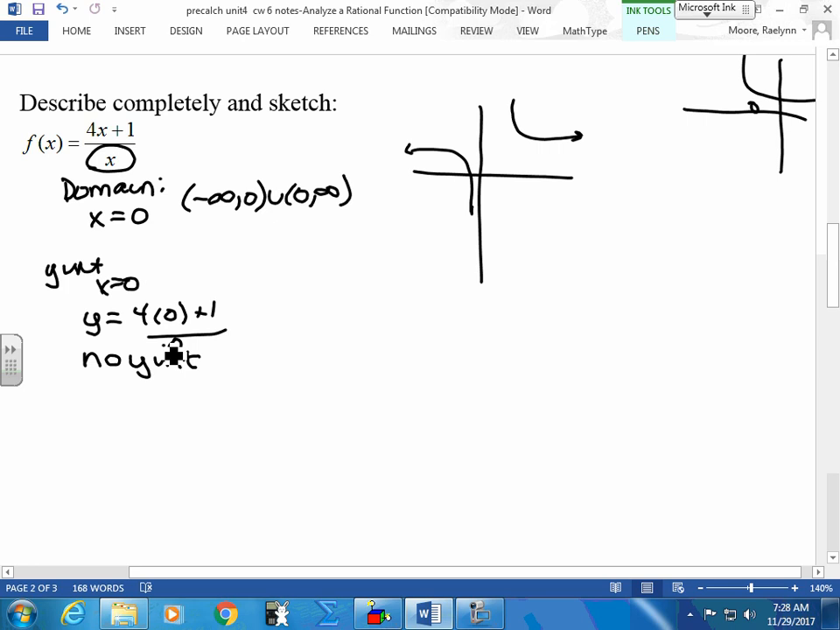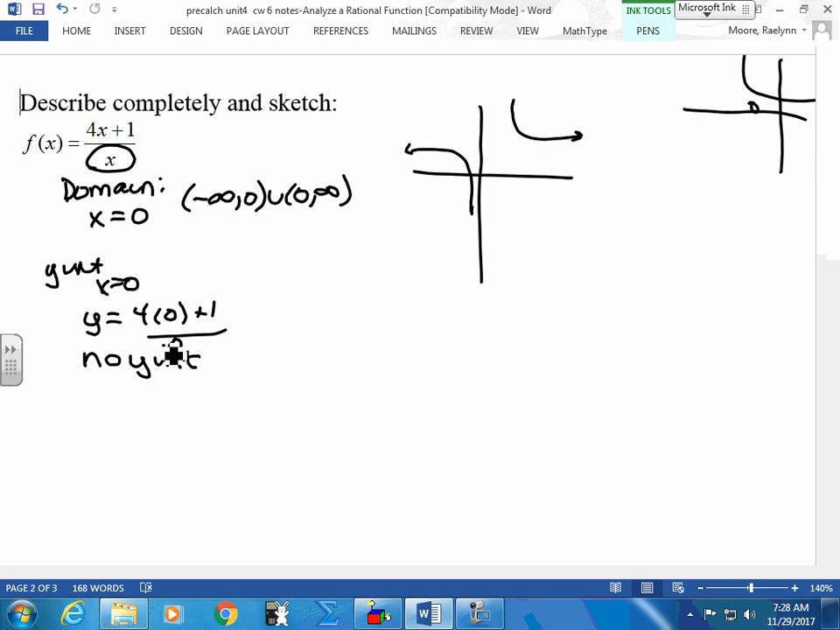X-intercept, we're going to hold off for a second. Can we factor this? Reduce this at all? Can we cancel out an x? Please tell me no. No. Good, very good. Can't cancel out any terms. So there's nothing to factor.